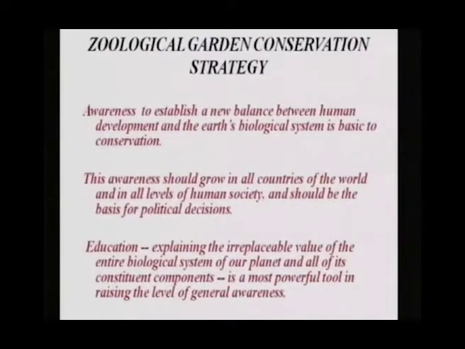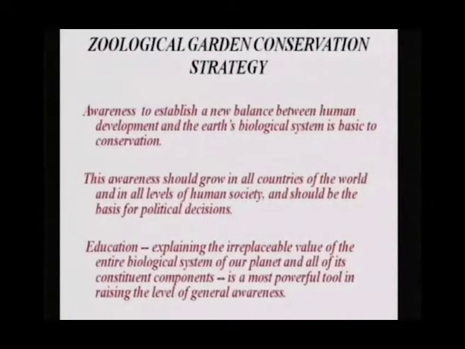So, here we first have to understand the zoological garden conservation strategy. We all know that zoos are thought to be only for recreation, but there is a lot more to know about zoo conservation. For that, there are some strategies to conserve biodiversity. Awareness to establish a new balance between human development and the earth's biological system is the basis of conservation. The second strategy is that this awareness should grow in all countries of the world and at all levels of human society and should be the basis for political decisions.